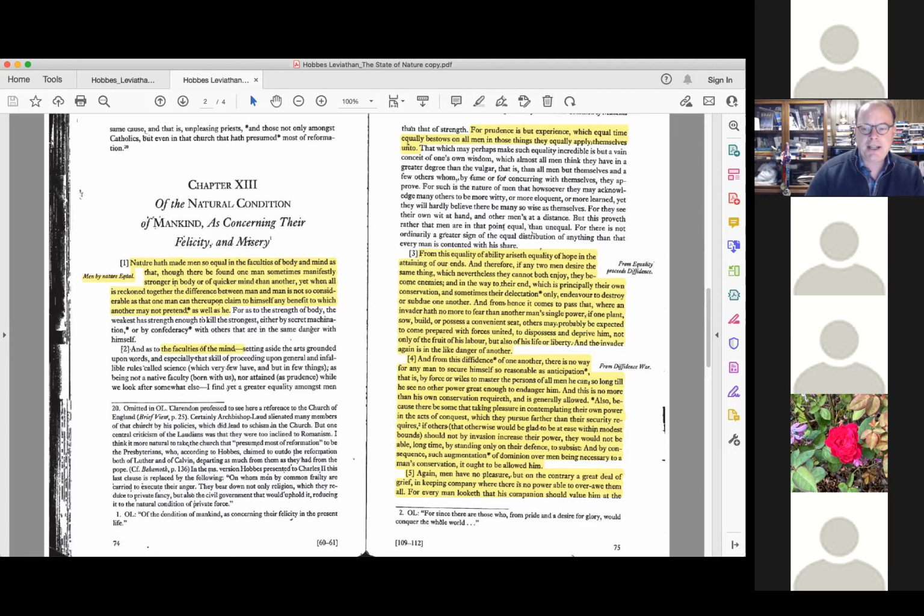And then the question is, what does this word faculties mean? We're equal in the faculties of body and mind. It's a really crucial word. And once you get this word, it's going to unlock the rest of what he's saying. What does he mean by the faculties of body and mind?